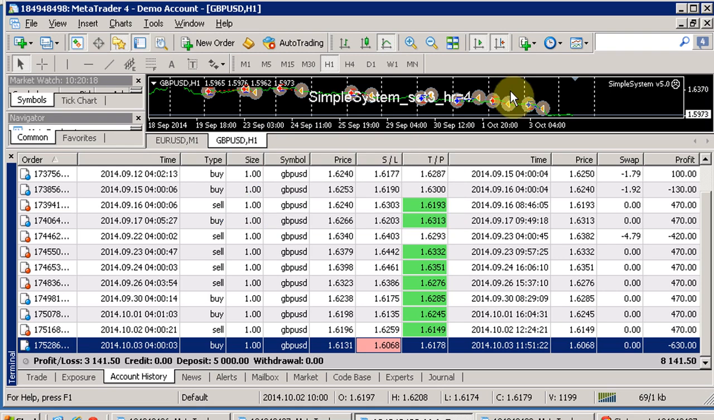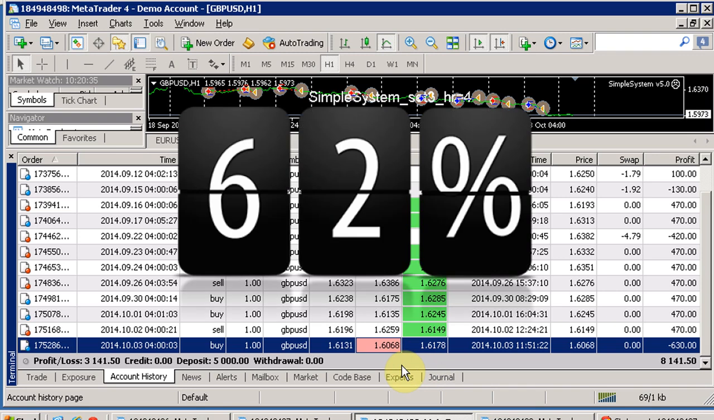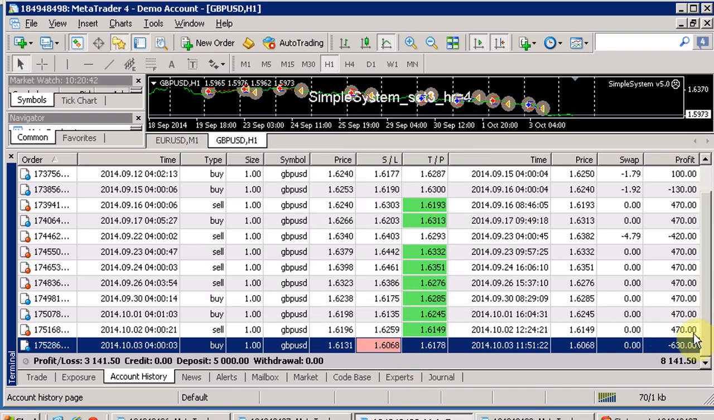But going back to our set, as you can see, this set yielded $3,141.50 of pure profit from a deposit of $5,000 in the space of 4 weeks. So that's 62% profit in 4 weeks. It's incredible. It's unbelievable. It's something that you don't see often. And this is something that is definitely worth considering putting onto a live, a real mini account just for testing it out first in real market conditions, and then maybe moving it on to a large scale real account.